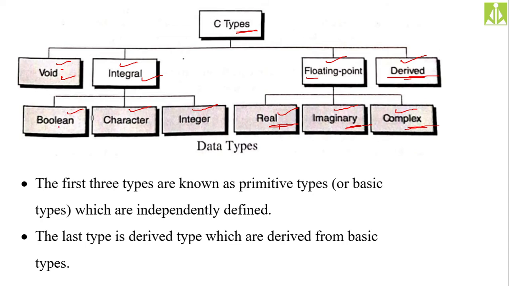We discussed boolean types, only true and false. Character type, character and wide character. Then we are discussing this integer, which we said is further divided into four: 1, 2, 3, 4. The first one is short int, then int, then long int, and then long long int. Likewise, we have four different types. Now we are discussing these integrals.